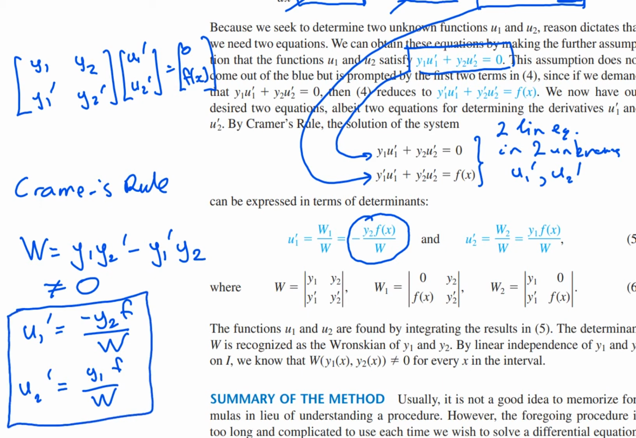Why is this a formula for the solution? Well, everything on the right-hand side is known. It's a known function of x. So this says the derivative of u1 is a known function of x, so u1 is just the antiderivative of this function.